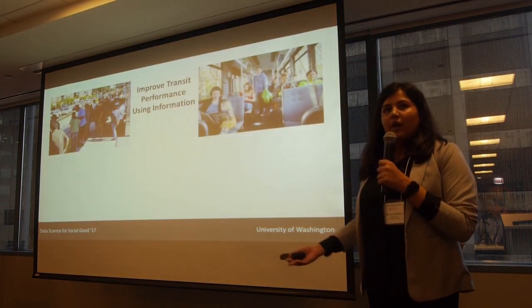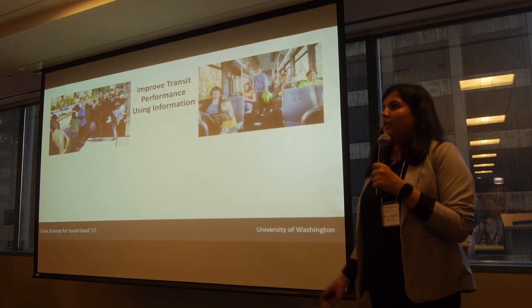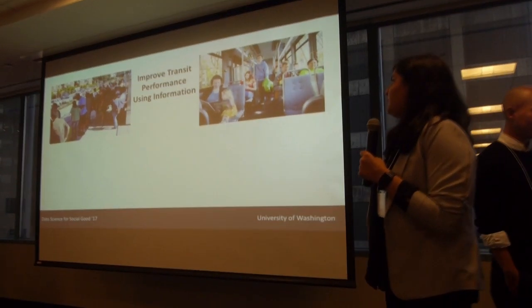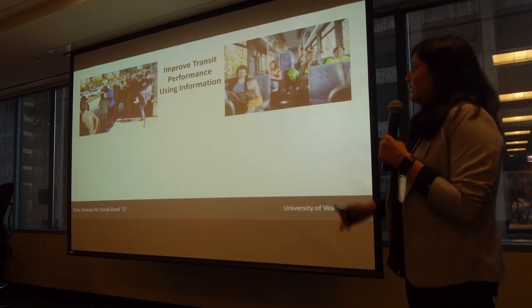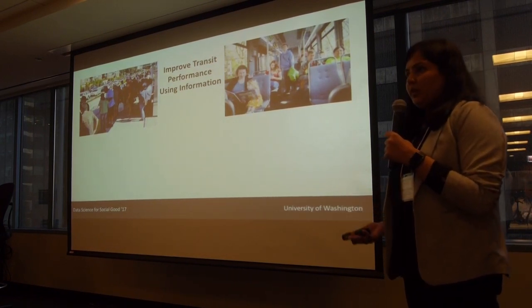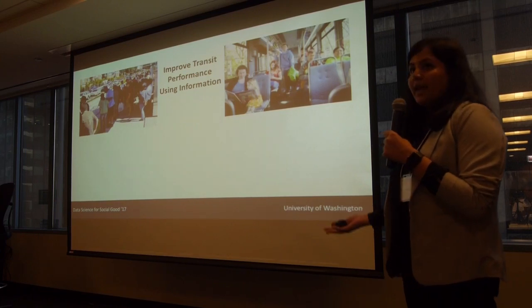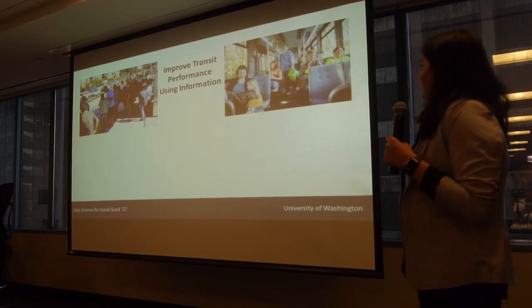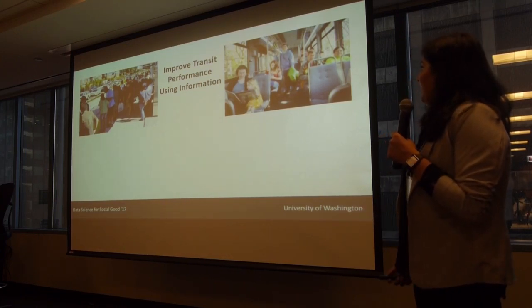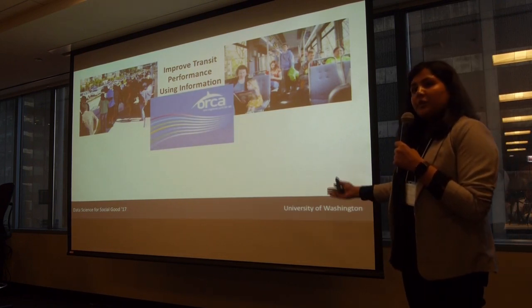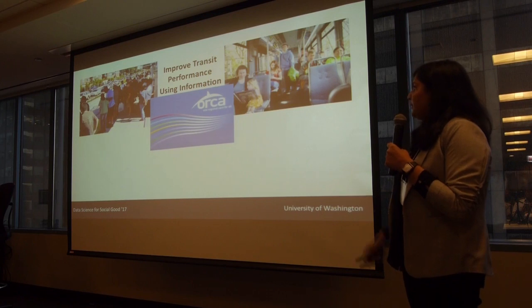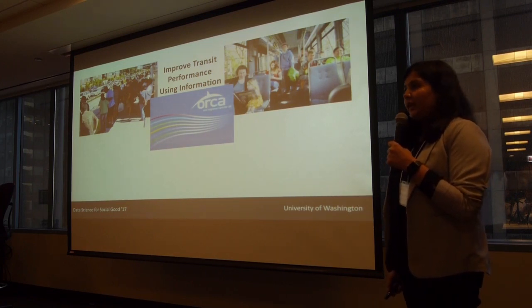So nowadays, a lot of transit and transportation-related data is available, and this data can be used to actually improve the transit performance or the transportation performance, but this data needs to be converted into useful information so that we can get those kind of insights into our data. And we basically use the electronic smart card data from the Orca card, which is the electronic smart card used in the Puget Sound region in Washington state.